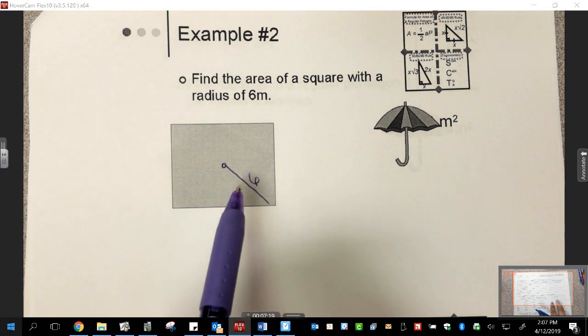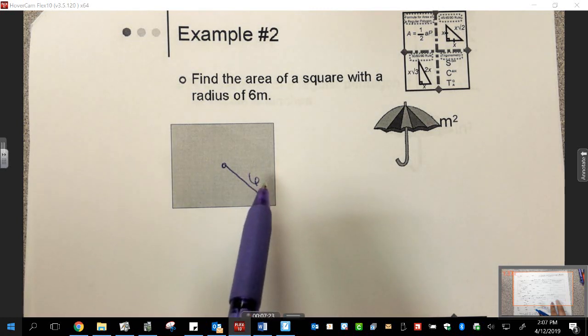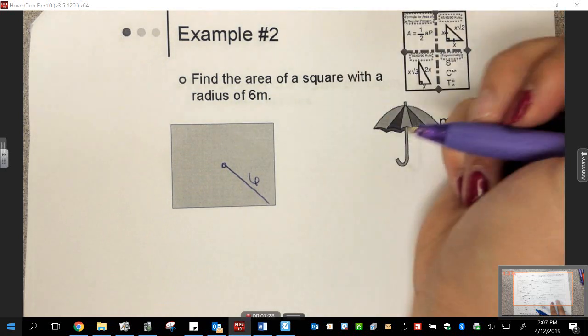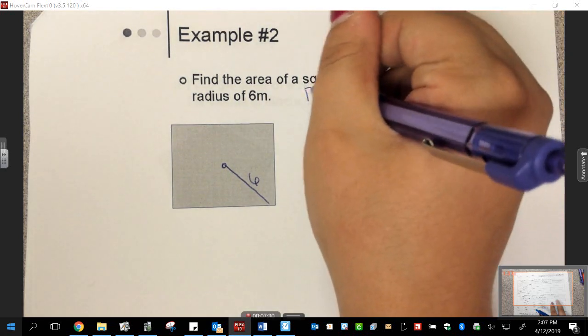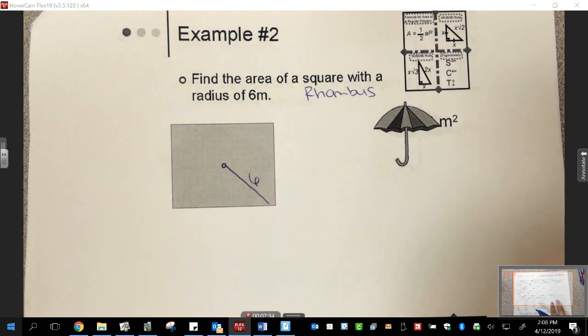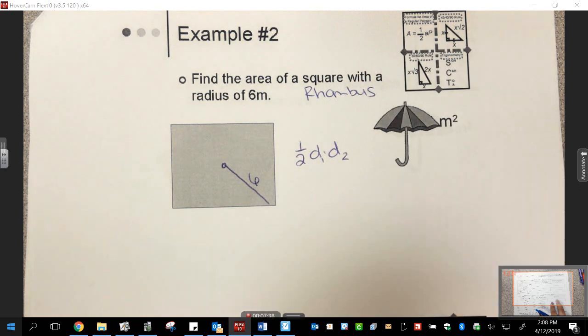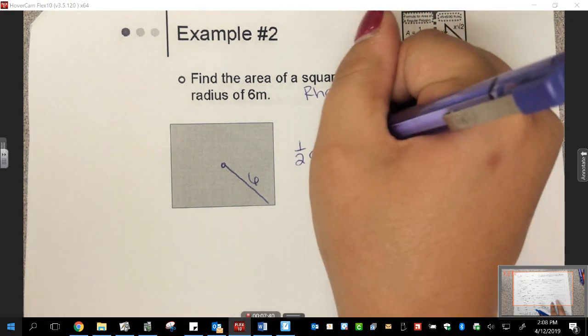Yes, you could do the 45, 45, 90 rules. That's exactly true. But, guys, do you remember what else is a square technically? A rectangle and a rhombus. And do you remember what the formula for a rhombus is? Diagonal times diagonal, over 2.